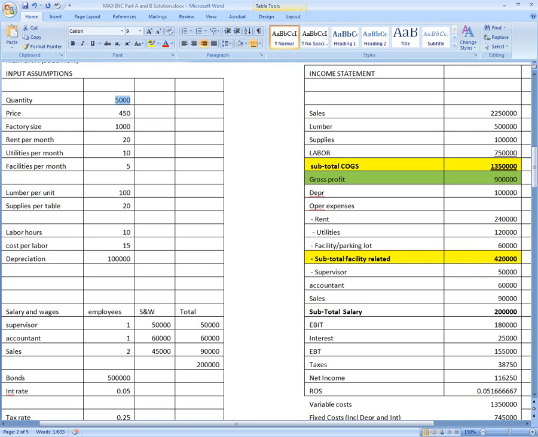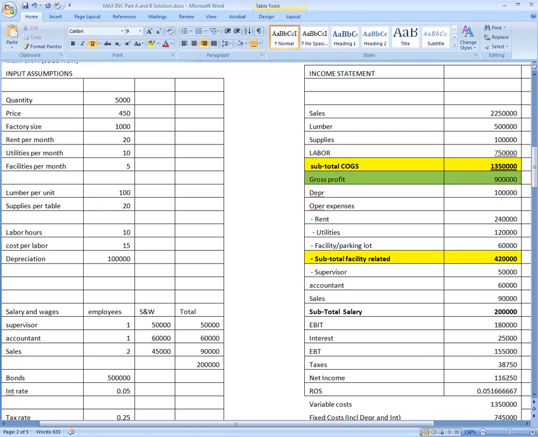Once we have your lumber, supplies, and labor, these are your variable costs, I basically subtotal to see what it looks like. So this cell over here in your Excel spreadsheet would be these three basically added together. You're going to add the lumber, the supplies, and the labor.